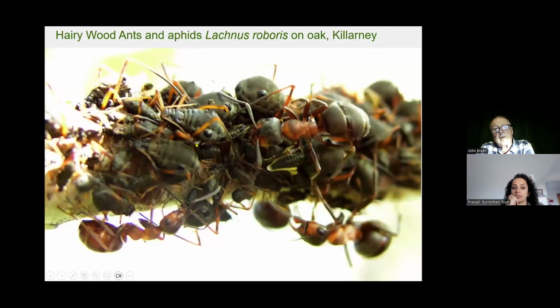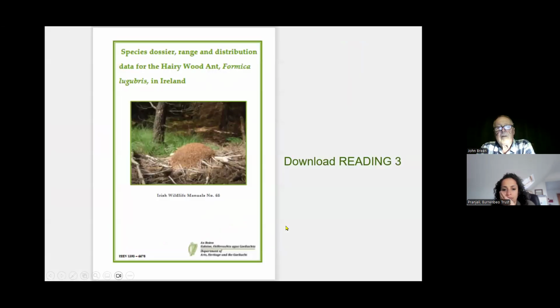And these are on a very rare aphid in Killarney National Park. I now currently don't know any place where it occurs anymore since the fires. But it occurs on oak in Killarney National Park. It's a very large aphid. And if you need to read a bit more about these, there's a species dossier, but I've put it into the folder and you can download it and read it.